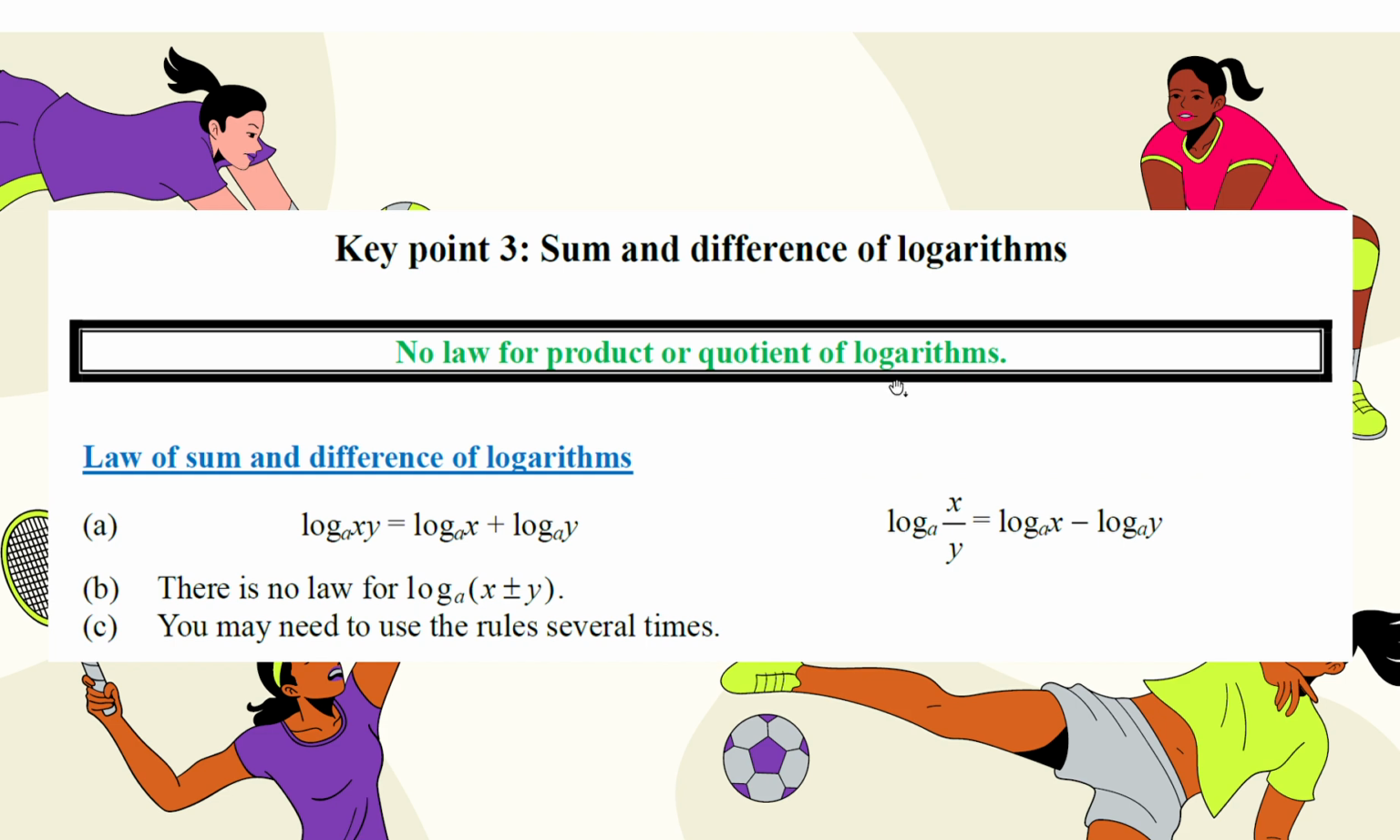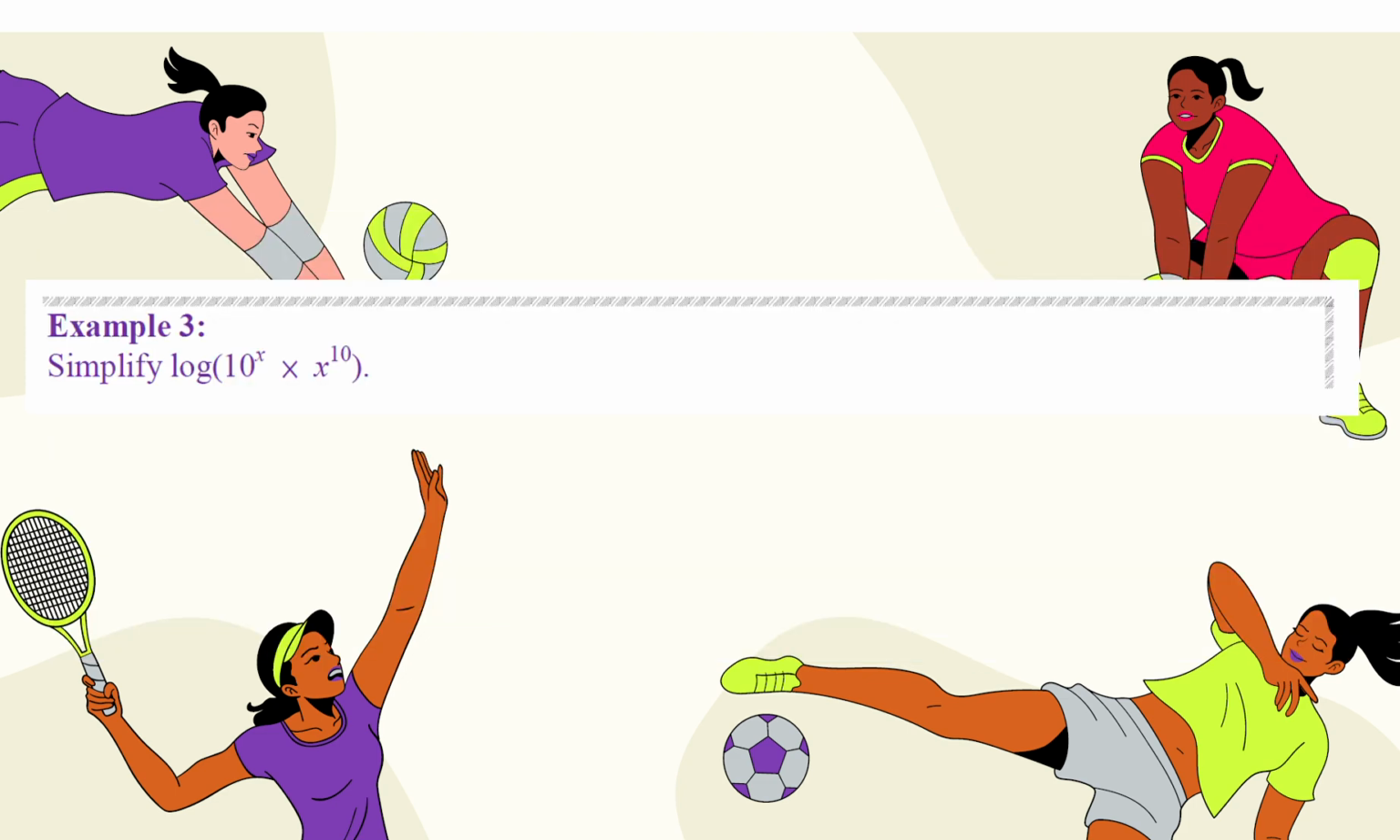For example, log x plus log y. If you add two exponents together, it means you're finding the exponent of xy. If log x minus log y, subtracting two exponents, you're finding the exponent of x over y. So it's the rules, remember it. If it is not x plus or minus y, no rules. You may need to use these rules several times. So just remember it: log is the exponent. Okay, try to solve it.